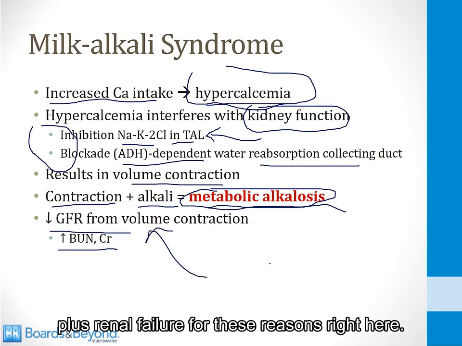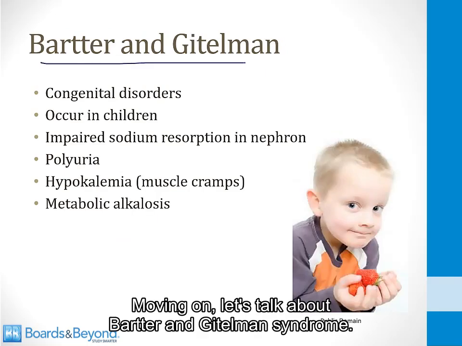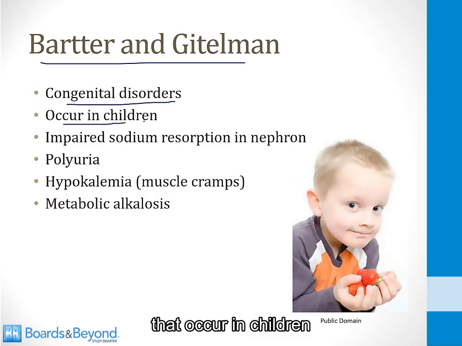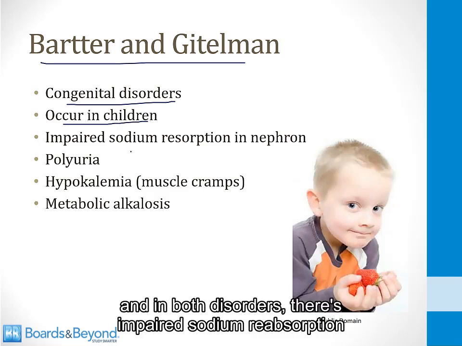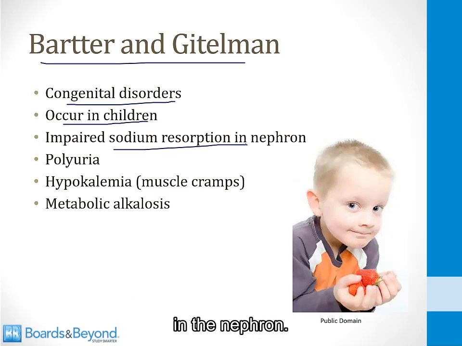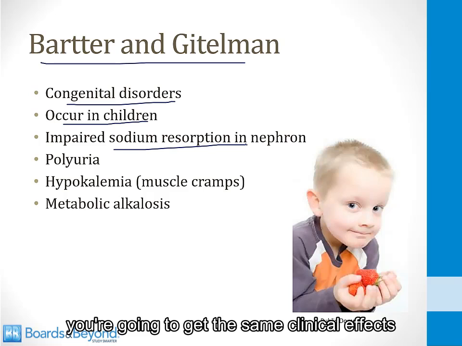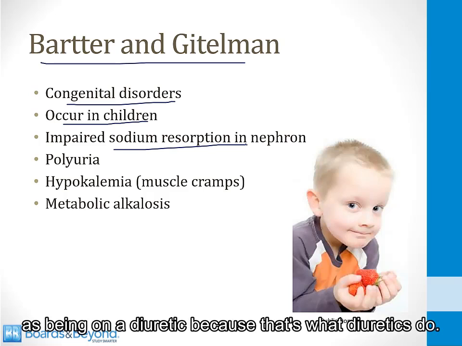Moving on, let's talk about Bartter and Gitelman syndrome. These are both congenital disorders of the nephron that occur in children. And in both disorders, there's impaired sodium reabsorption in the nephron. So anytime you don't absorb sodium normally, you are going to get the same clinical effects as being on a diuretic, because that's what diuretics do.